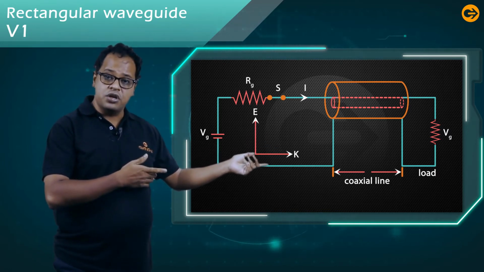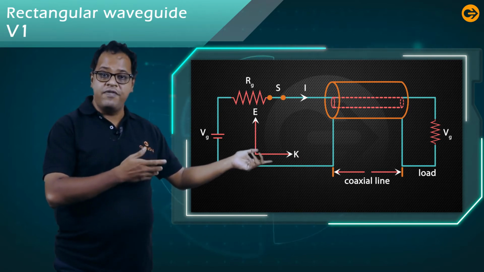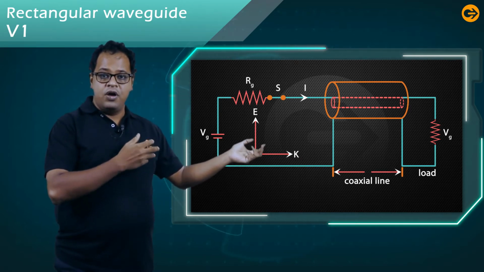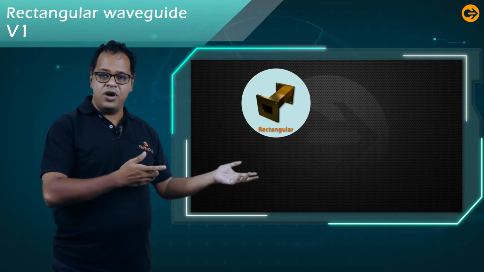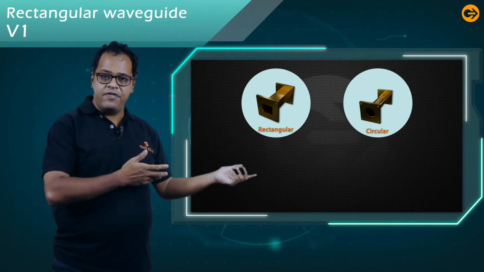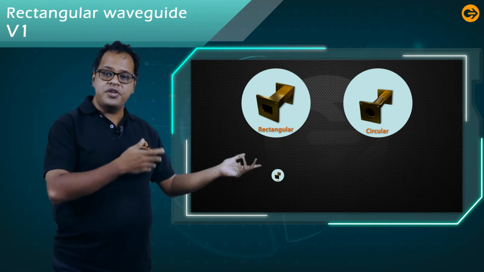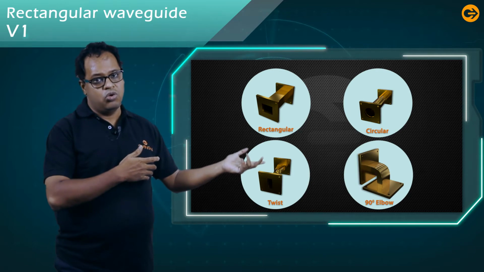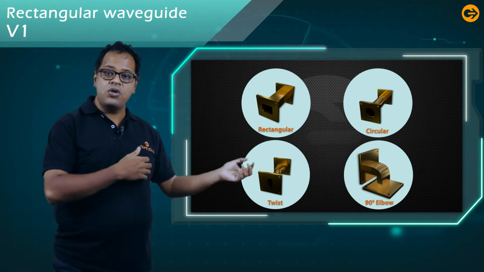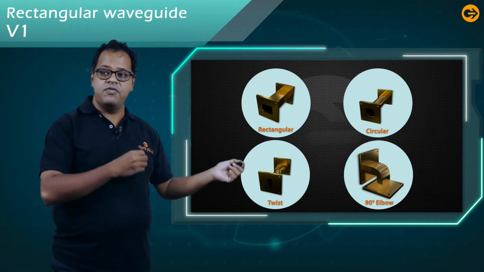So what is the solution? The solution is the waveguide. What are the types of waveguide? They are rectangular waveguide, circular waveguide, there may be a twisted waveguide, or it may be a 90-degree elbow. In this segment, we are going to discuss the rectangular waveguide.